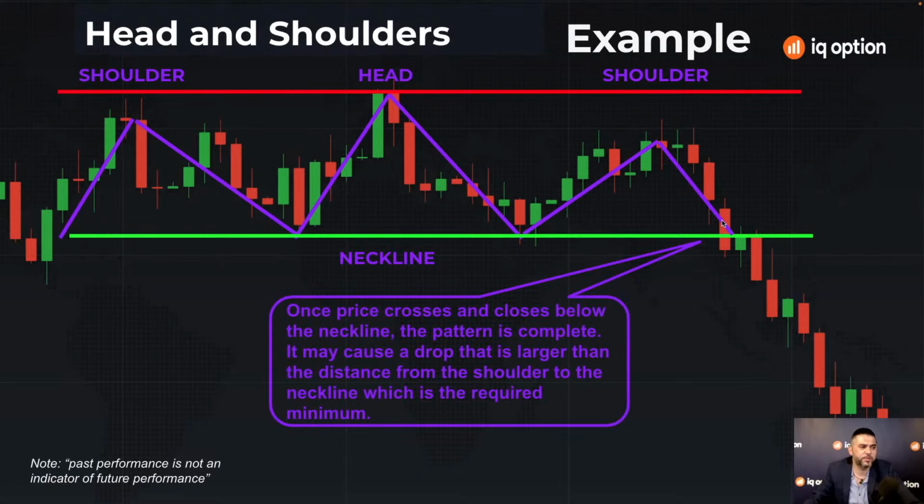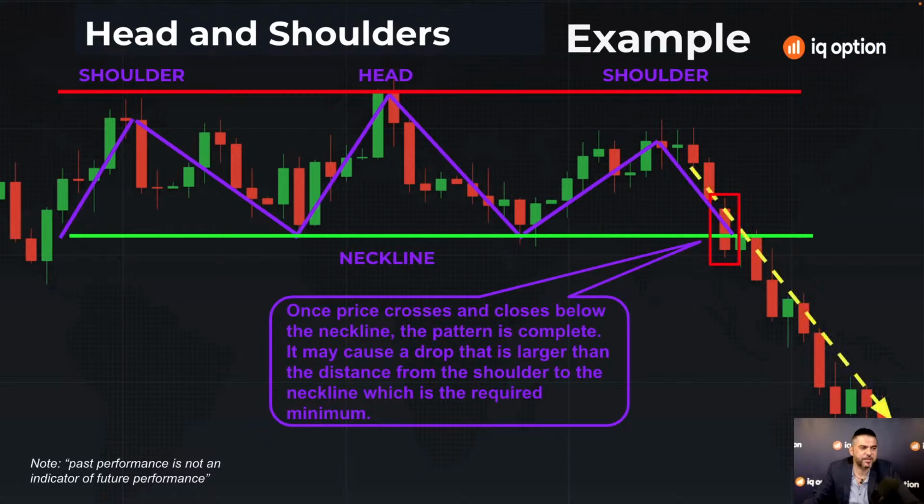So once you have it completed, explain this over here. Once price crosses the close below the neckline, the pattern is completed. This causes a drop in a larger distance from the shoulder to the neckline, which is required as a minimum. So once you have completed it, and you do have now all your lines in, it is complete, you can expect a very big drop. That's more or less where it completes.